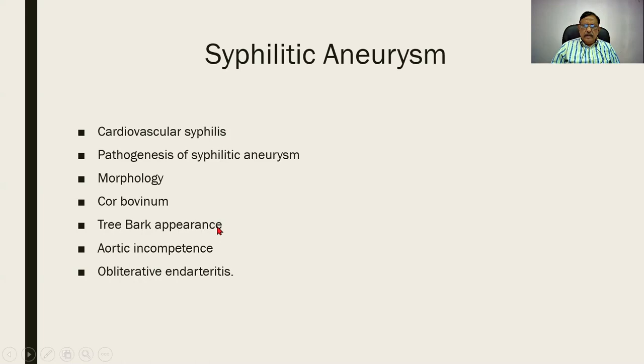Then there is a tree bark appearance, aortic incompetence, and obliterative endarteritis. These terms you people should be very familiar with because they can be asked as MCQs or as individual questions. And secondly, each one of these should be represented in your answers.